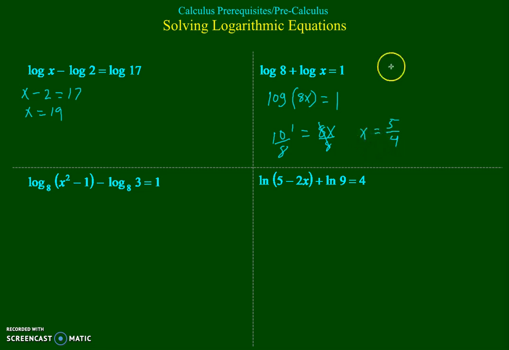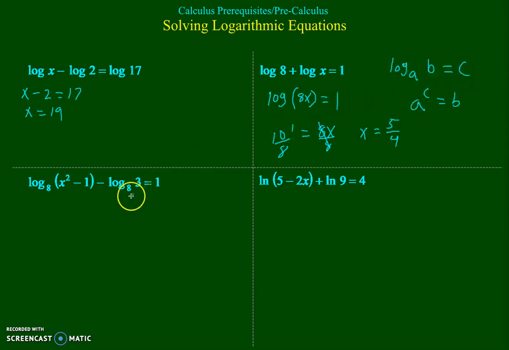5/4. To summarize, the idea at work here is that log base A of some item B equals C. This logarithmic expression is equivalent to the base A to the exponent C, because logs are exponents, equals B. So these are equivalent inverse expressions. If this is true, then this is true. And likewise, if this is true, then this is true.